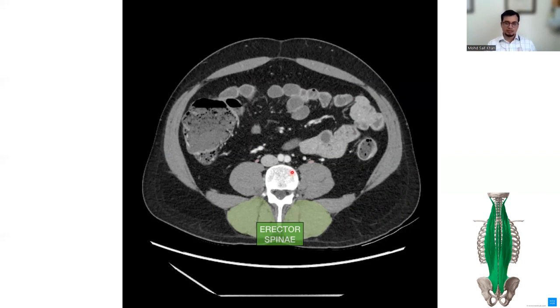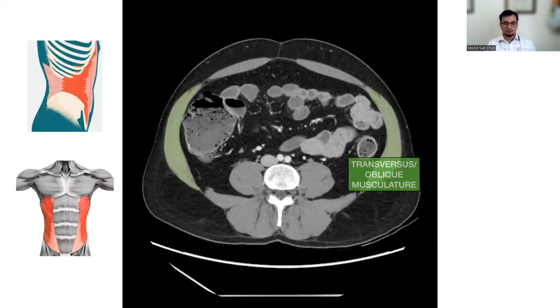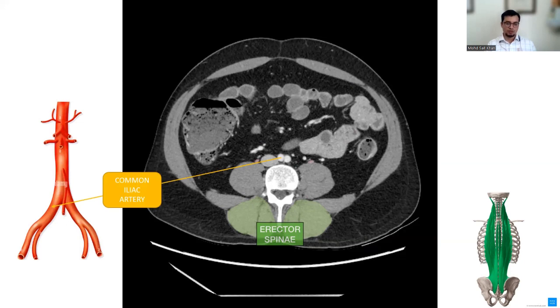Now look at the aorta. The aorta is now bifurcating, okay? It is bifurcating into the common iliac arteries, okay? So usually aortic bifurcation occurs at the L4 vertebra, L4 level. So remember that the common iliac artery usually arises from the aorta at L4 level.